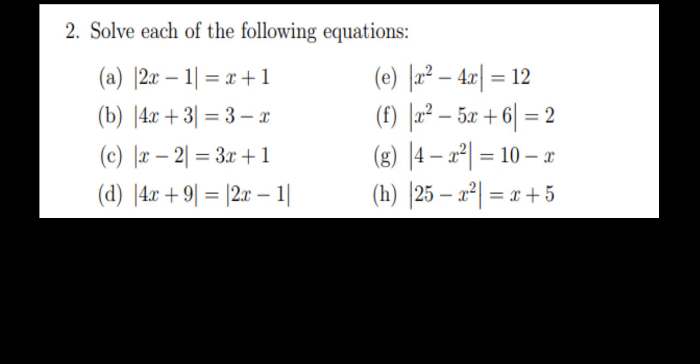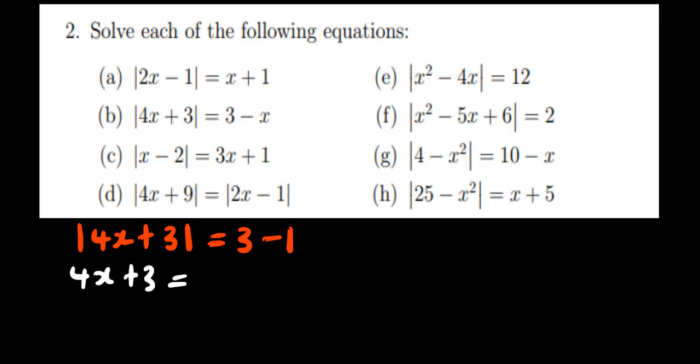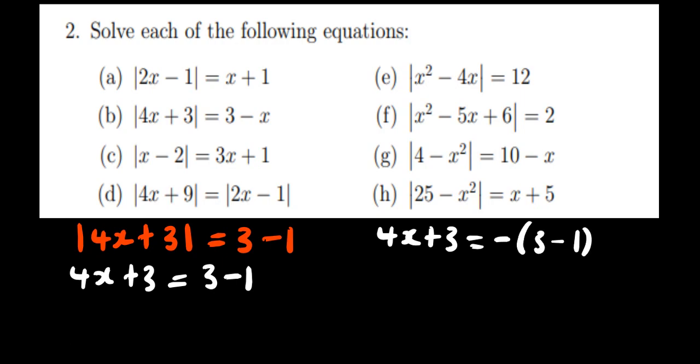You can also solve B. We have the modulus of 4x + 3 is equal to 3 - x. So likewise, I'm going to do what I did earlier. I'm going to say 4x + 3 is equal to the positive part first, 3 - x. Then I'm going to say 4x + 3 is equal to negative, 3 - x. Then I'm going to solve.